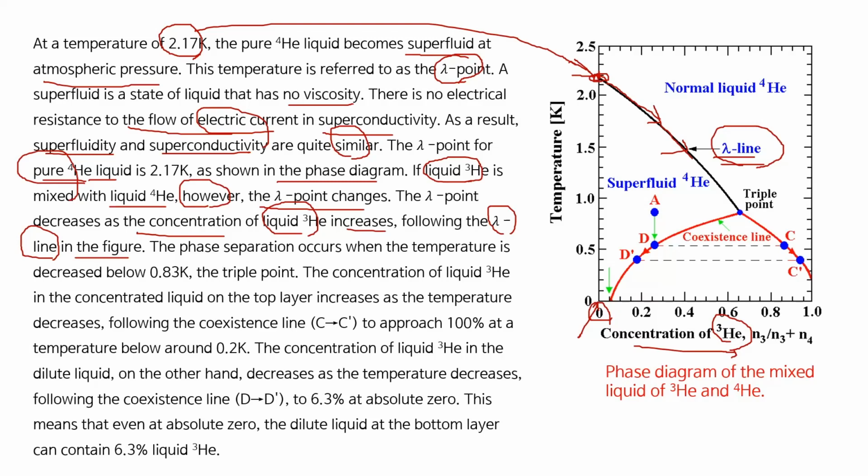The phase separation occurs when the temperature is decreased below 0.83 Kelvin, the triple point. So at this point, so at this temperature, it is 0.83 Kelvin here.